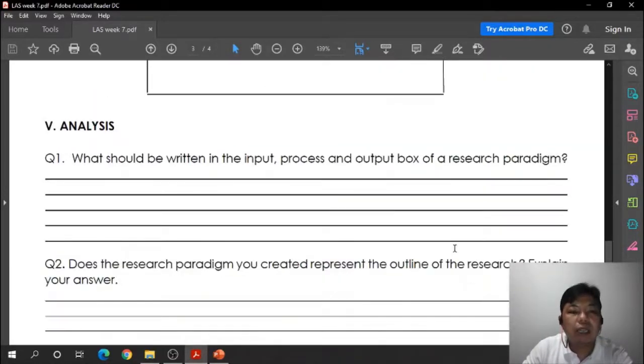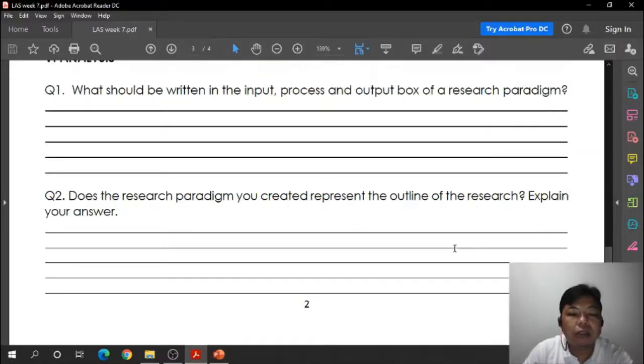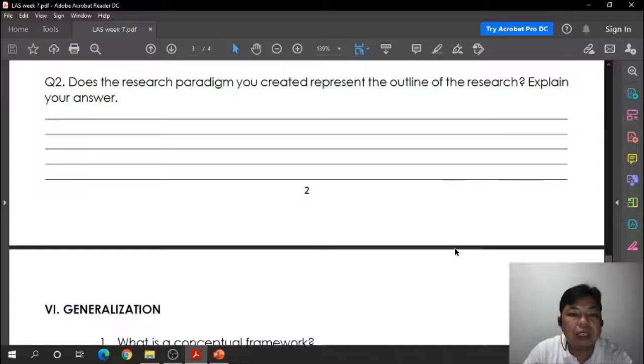Okay, next, for the analysis, we have questions here. So, question number 1, what should be written in the input, process, and output box of a research paradigm? Ano ba yung kailangan natin isulat sa input, sa process, and output box of a research paradigm? So question number 2, does the research paradigm you created represent the outline of the research? Explain your answer. So sulat nyo na lang yung sagot nyo directly on your learning activity sheets.